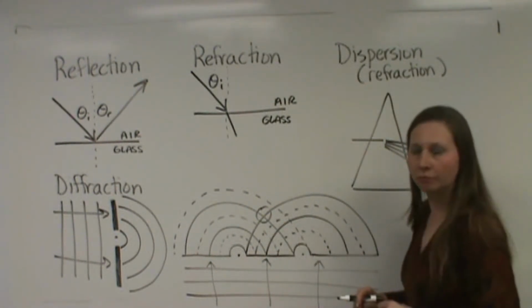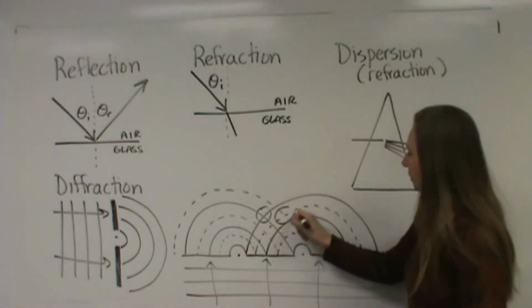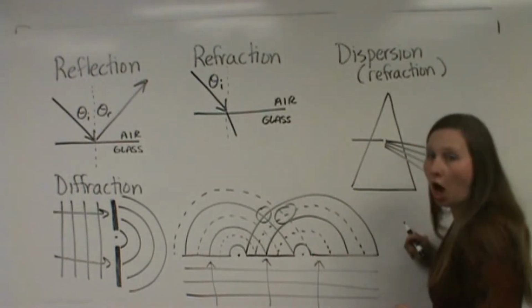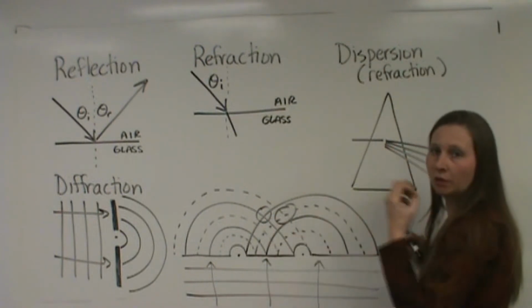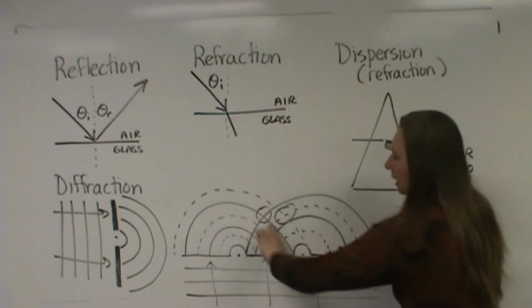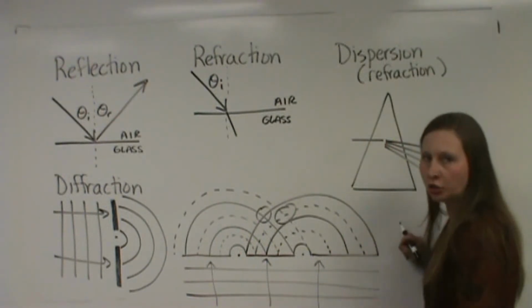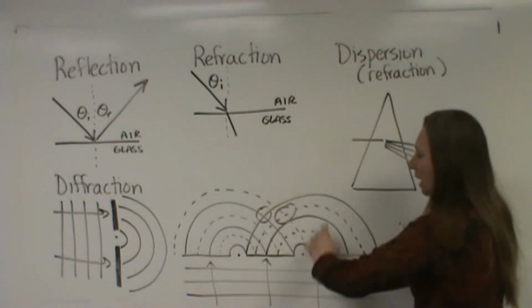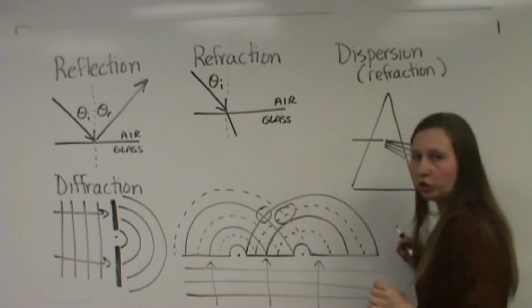Here also, where trough meets trough, you have constructive interference. Remember, crest, crest, constructive. A solid line with a solid line, crest, crest, constructive. Trough, trough, a dotted line with a dotted line. See how they're meeting here? They're crossing. That's also constructive.